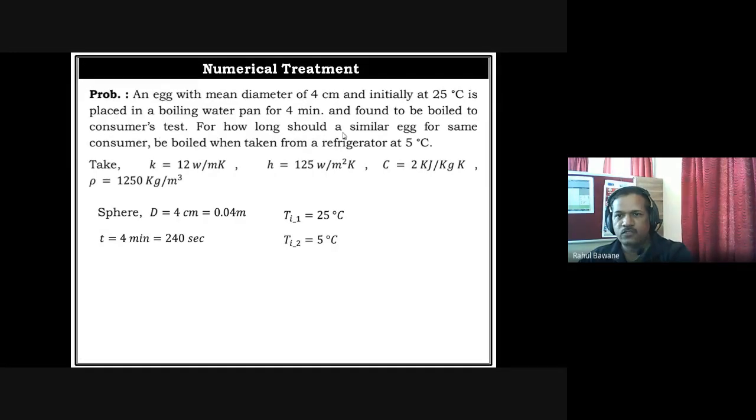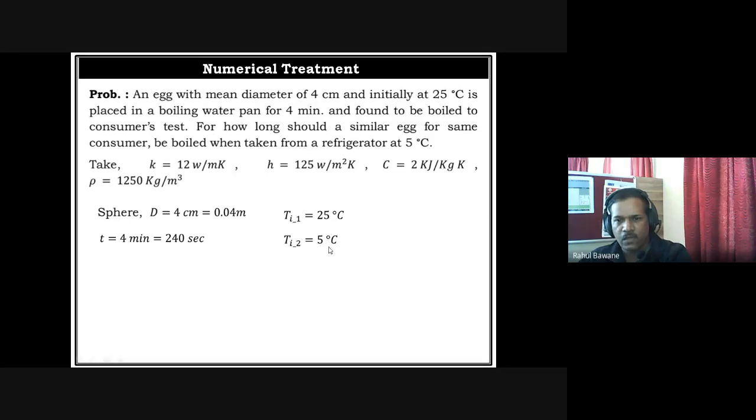For how long should a similar egg for the same consumer be boiled when taken from the refrigerator at 5 degrees centigrade? Imagine the same consumer, if the egg is taken out from a refrigerator, definitely the egg temperature is below 25, and it is given as 5 degrees centigrade. So the refrigerator egg temperature is 5 degrees centigrade.